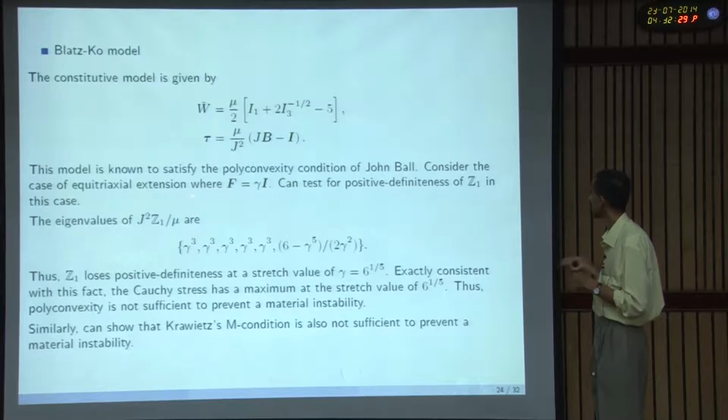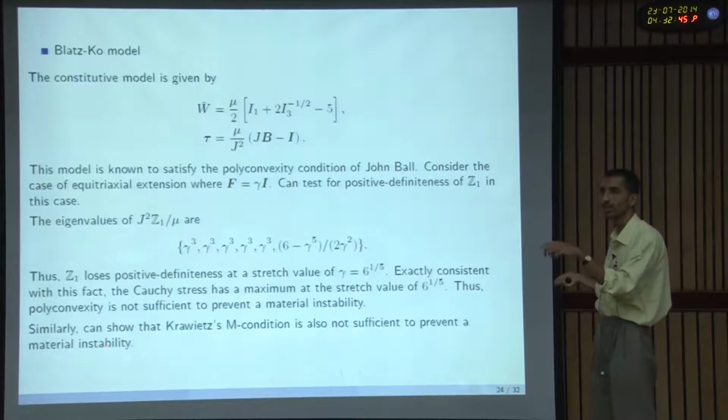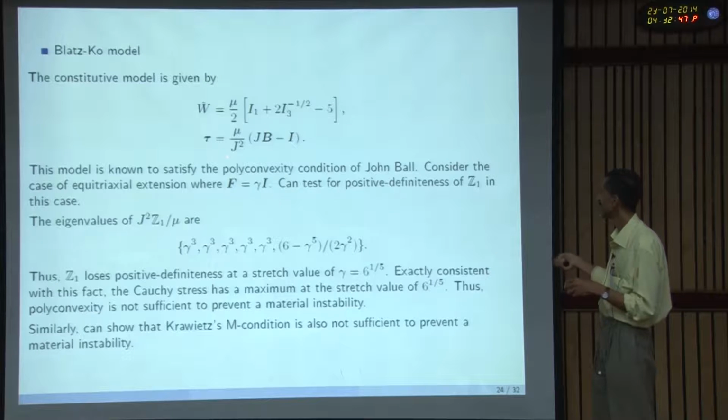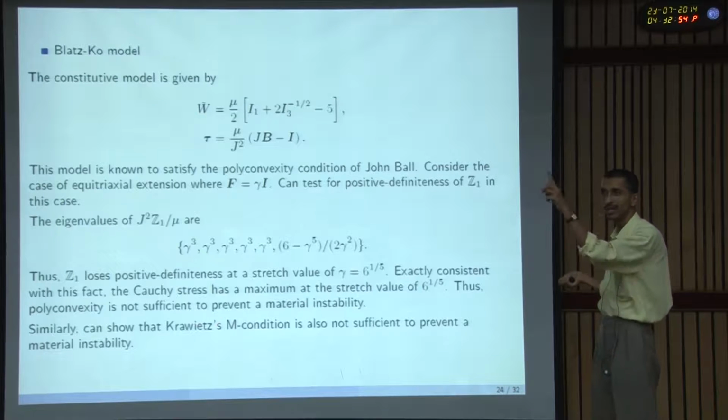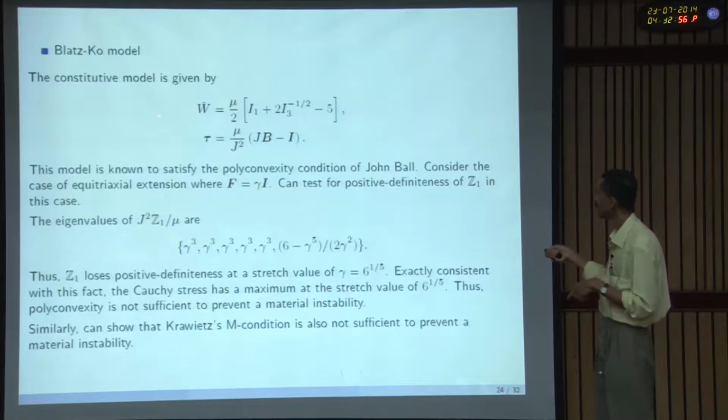But again, if you have an equi-triaxial extension of this particular form, then again you can find the eigenvalues of this. Again you can show that it loses positive definiteness at some stretch value. And then, consistent with this, basically we first find by hand calculation whether the Cauchy stress is increasing and then decreasing, and we are also finding the eigenvalues of that and seeing if the two criteria give the same answer.